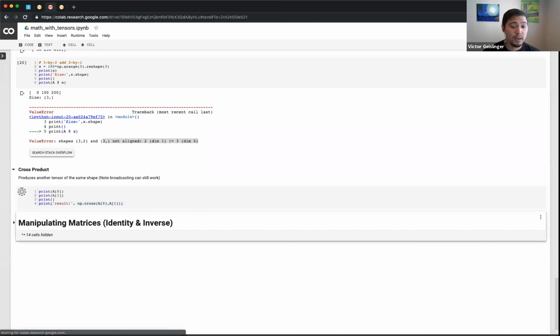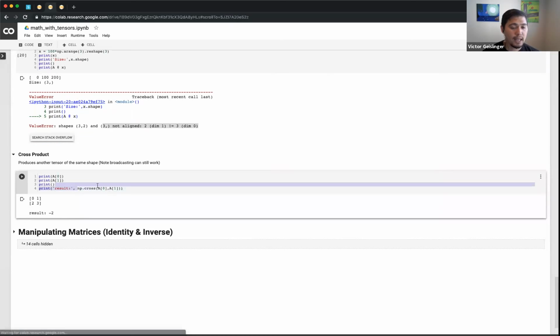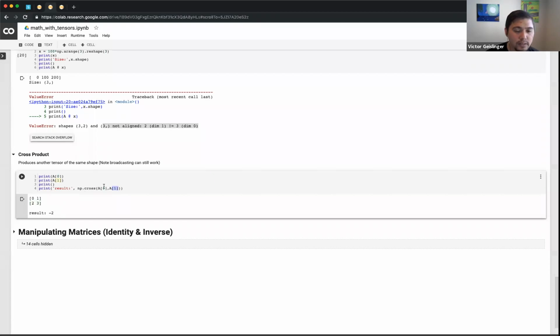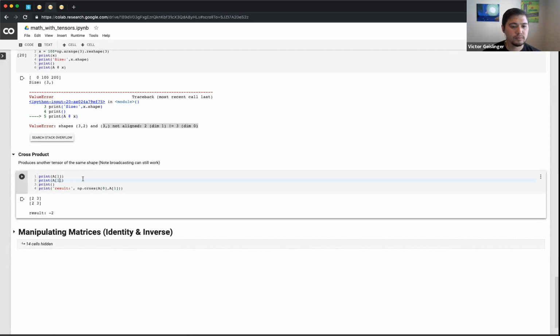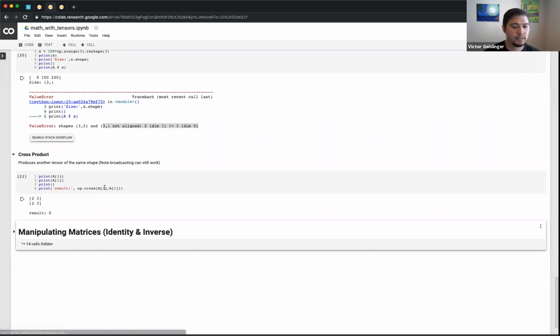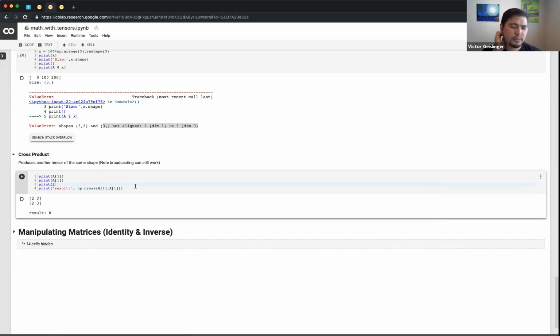At least mine does. But you can see we can do the cross product with np.cross. In this case, I'm just getting the first vector here, the second vector here, and then doing a cross product. And I don't actually understand why that gave me a -2. Is that right? Sorry, guys, I'm thinking. Oh, I put the same thing. This should give me 0. Okay, yeah, it's because they're one-dimensional. I have to think about that for a second.